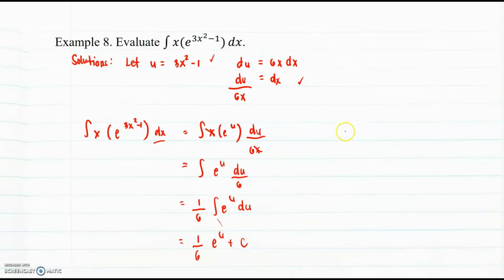Now substitute your value of u. That is, we have 1 over 6 times e raised to 3x squared minus 1 plus c. Rewrite or simplify, we have e raised to 3x squared minus 1 over 6 plus c, and that's already your final answer.